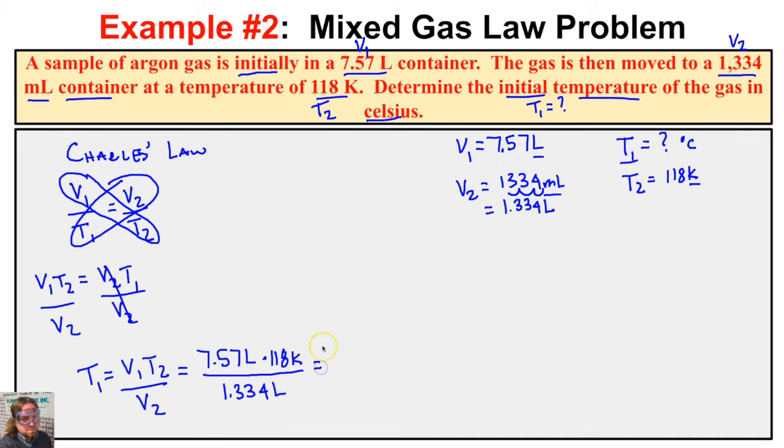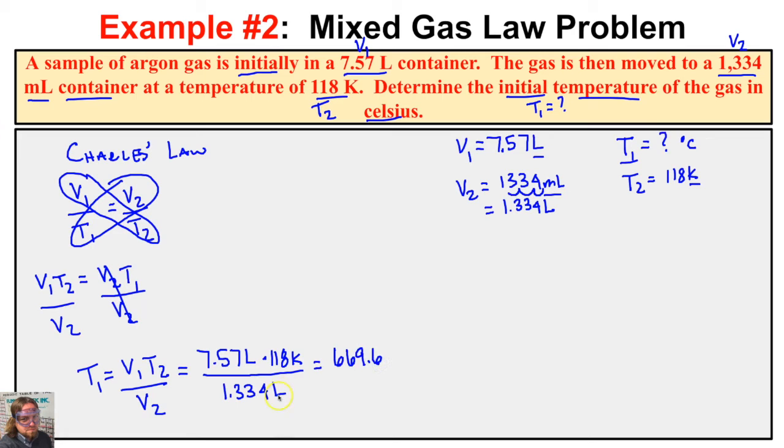liters. And so we'll get our calculator out and we'll go ahead and put this in. 7.57 times 118 divided by 1.334. And we're going to end up with a final answer of 669.6.